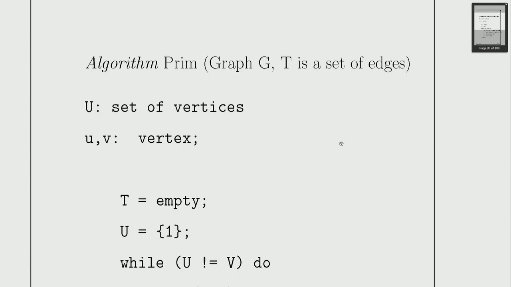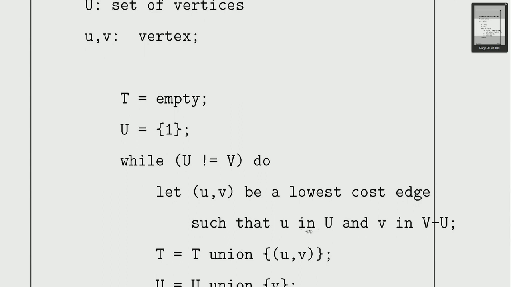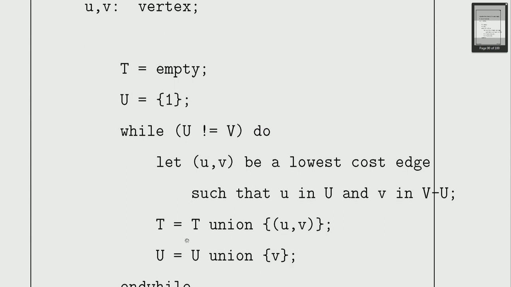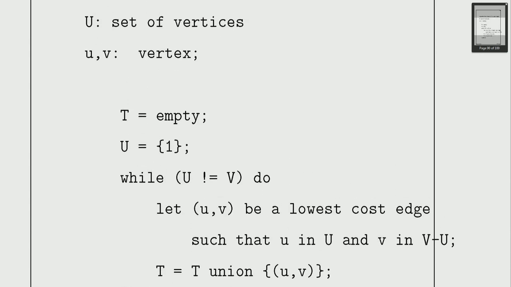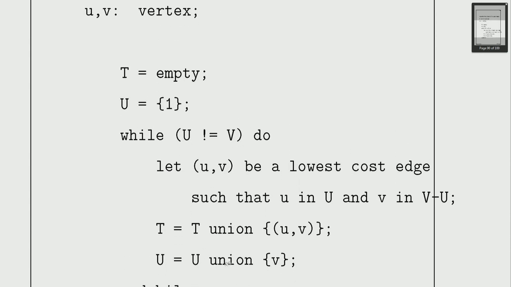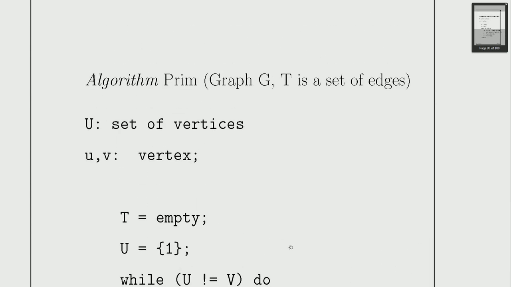So, what is happening here now? It is taking the lowest cost edge such that u is in a set called U and v is in a set called V minus U. Initially, the set U consists of only one vertex, which is the vertex I am starting with. Then we create a tree with T union (u, v). After we have done this, we say U is equal to U union v. That means now I have included the lowest cost edge in the graph.